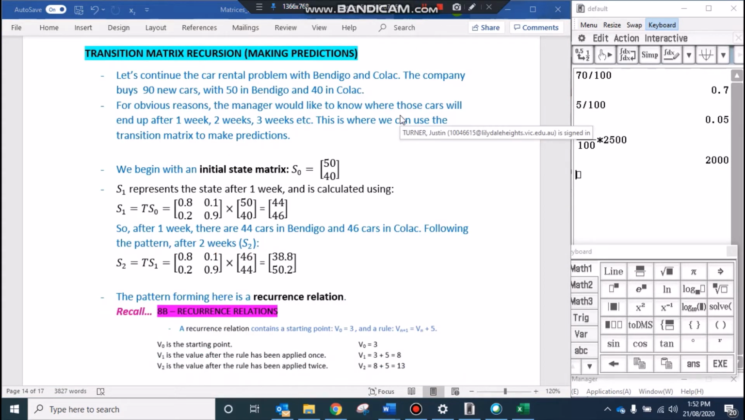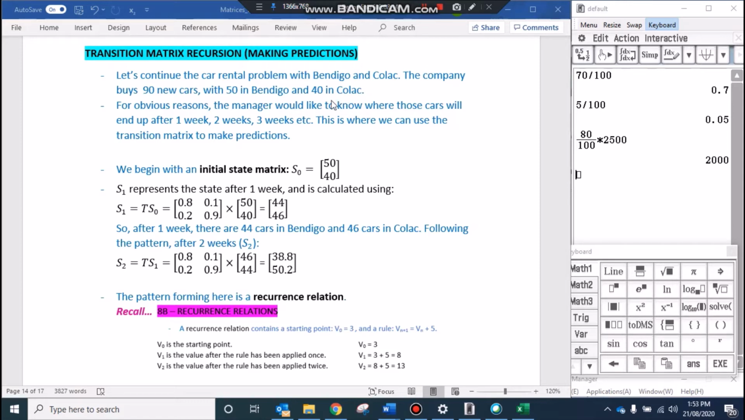Next up, we're looking at transition matrix recursion, which is where we're making predictions with these transition matrices. So we're going to continue looking at the rental car problem. Let's say that the company buys 90 new cars. They put 50 in Bendigo and 40 in Colac. Because not every car that gets rented in Bendigo gets returned to Bendigo, only 80% get returned to Bendigo and 20% get returned to Colac. We did that earlier with the transition diagram.